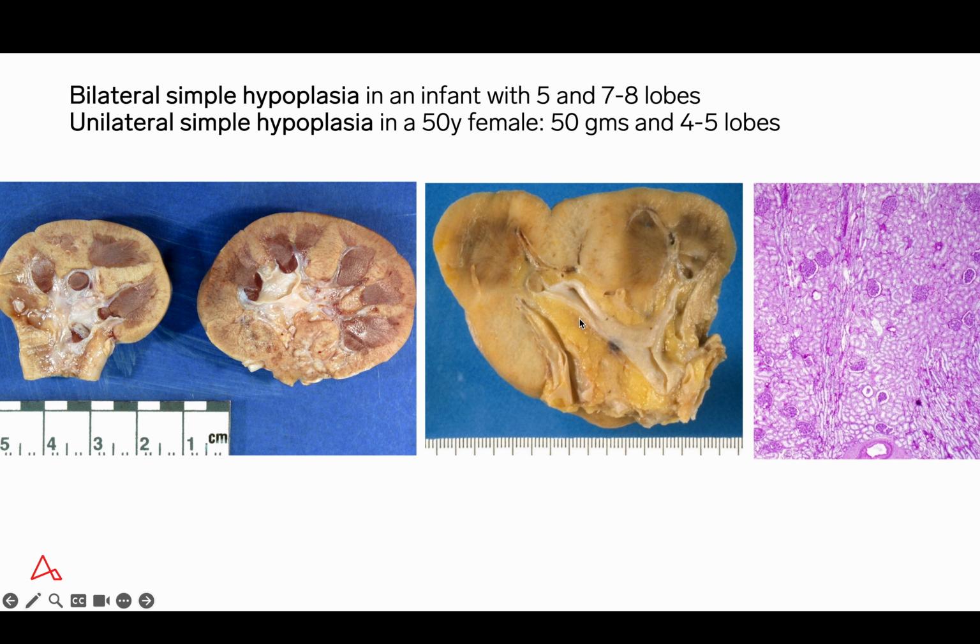The middle image shows a unilateral simple hypoplasia. This was from a 50-year-old female. The kidney weighed 50 grams and had just 4 or 5 lobes. And again, in both of these situations, the cortical tissue showed completely normal nephron development.